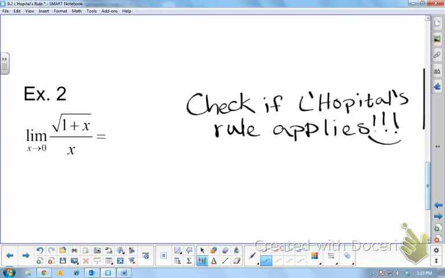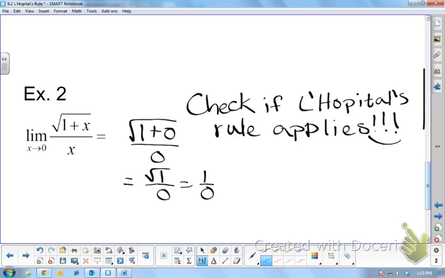It doesn't apply. Okay, so Emma says it doesn't apply. Why do you think she would say this? Because it's square root of 1 over 0. Okay, if we plug in 0, we get square root of 1 plus 0 over 0, which is square root of 1 over 0. That doesn't work. It didn't apply, and we are dividing by 0, so right now, I have no way to solve this limit.